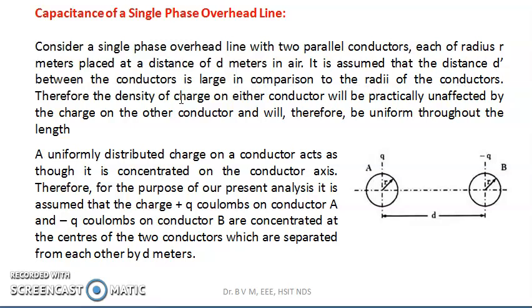Therefore, the density of charge on either conductor will be practically unaffected by the charge on the other conductor and will therefore be uniform throughout the length. So the charge on this conductor is not affected by the charge on this conductor and vice versa, because the distance is very large.